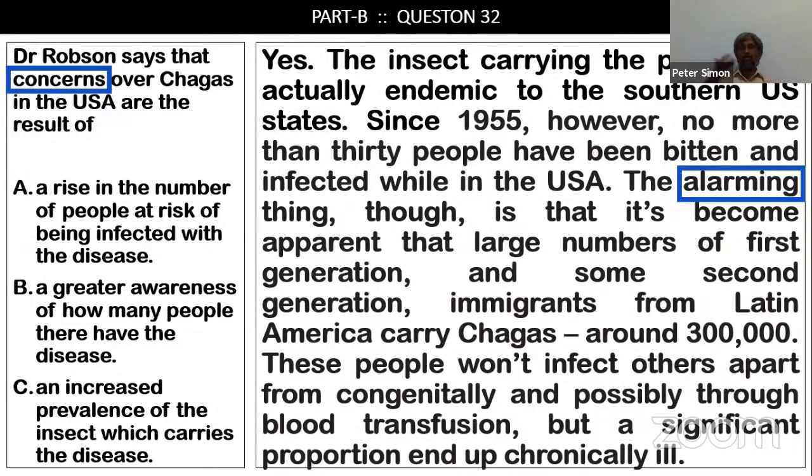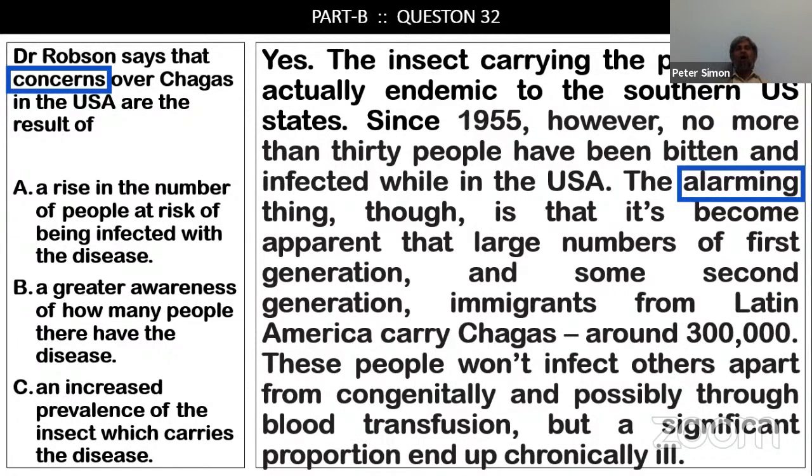That large numbers of first generation and some second generation immigrants from Latin America carry Chagas. How many people there have the disease? In the beginning, the insect carrying the parasite is actually endemic. Insect is in the beginning. Parasite, he told. He did not say insect. I told you bug. I told you fly. I told you some other thing. Animal. I told you fly. But where are the words? Parasite is there. So you have to understand. Parasite means insect. The carrier. Change the words.